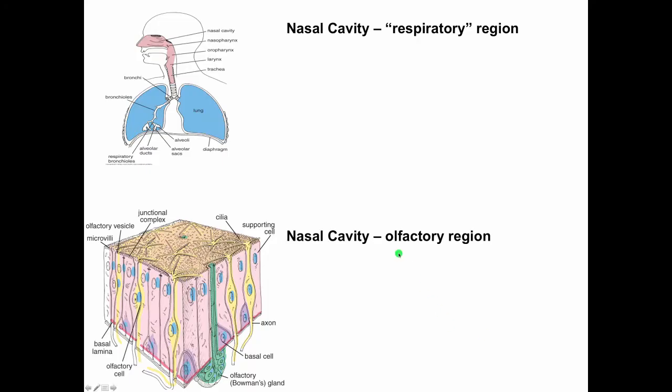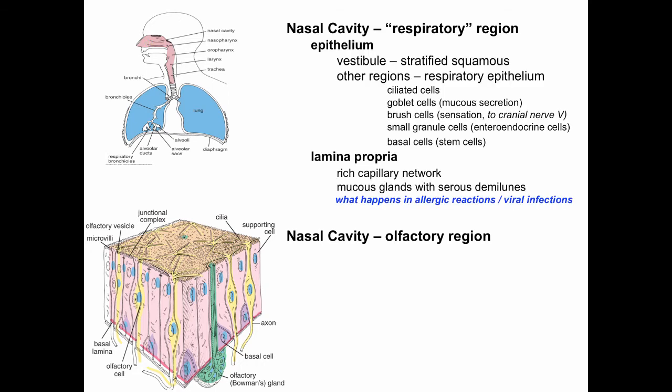Let's consider the nasal region, and clearly you know the gross anatomy of this. The nasal cavity has a respiratory region and an olfactory region. In the respiratory region, the epithelium in the vestibule is a stratified squamous epithelium. The other regions in the nasal cavity would consist of respiratory epithelium, and you might remember that would be a ciliated pseudostratified columnar epithelium.